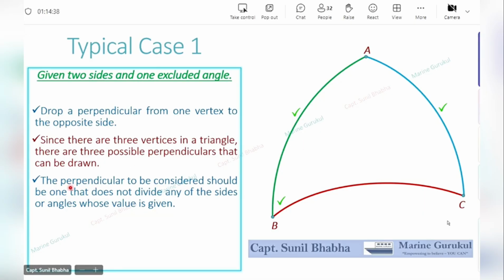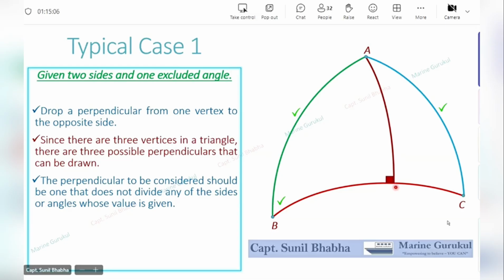So I will repeat once again. The perpendicular to be considered for solving the spherical triangle should be the one that does not divide any of the sides or angle whose value is given. So it should be joining a vertex and a side whose values are unknown. So let's drop a perpendicular now. So you can see we have a perpendicular dropped from vertex A to side BC.